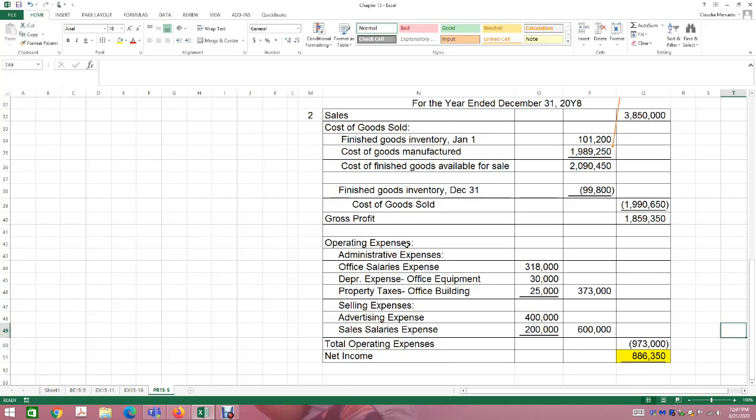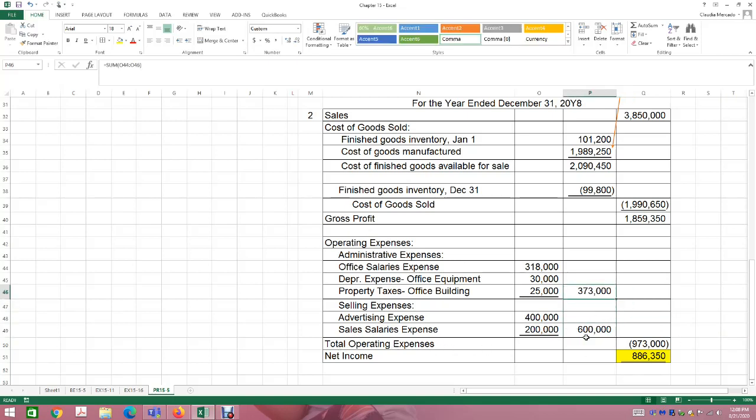Okay. So then we categorize our expenses by administrative and selling. So we had 3 admin expenses, which were your office salaries expense, your depreciation expense for the office equipment, and your property taxes on the office, which were $373,000. And we had 2 selling expenses. We had advertising expense for $400,000, sales salaries expense for $200,000, which gave you a total of selling expenses of $600,000. So now we have to calculate our total operating expenses.